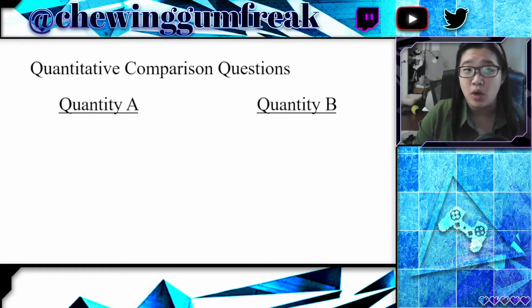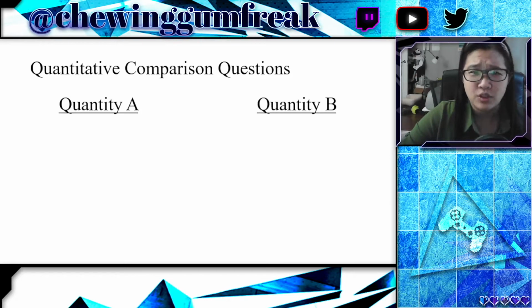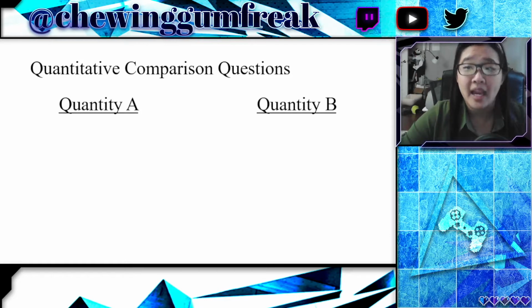And the way that they work is this. You can see on the screen here I have two quantities, quantity A and quantity B. The purpose of this question is to compare those two quantities and decide which quantity is higher.